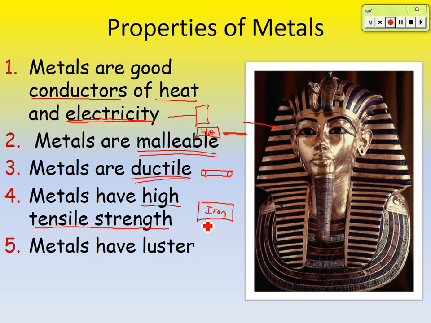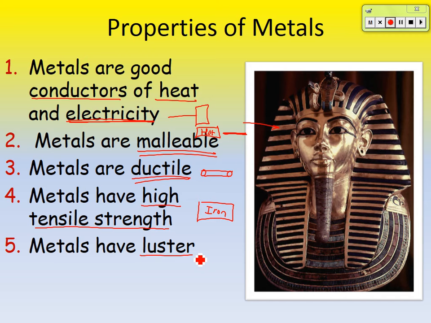Metals are. Okay, and then finally, metals have luster. Luster means they're very shiny. If you clean them up, polish them, they're going to shine. Most metals are very shiny or have luster. So those are the 5 properties of metals. Good conductors of heat and electricity. They're malleable, they're ductile, they have high tensile strength, and they have high luster.